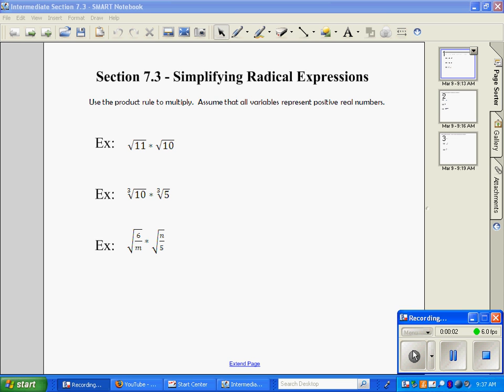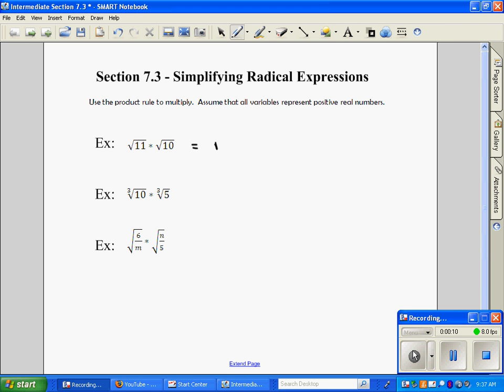In section 7.3, we're going to be simplifying radical expressions. We're going to be using the product rule to multiply. So in our first example, when we multiply this, we're going to get the square root of 110. Now we try to see if that is going to break down any further and see if anything square roots.